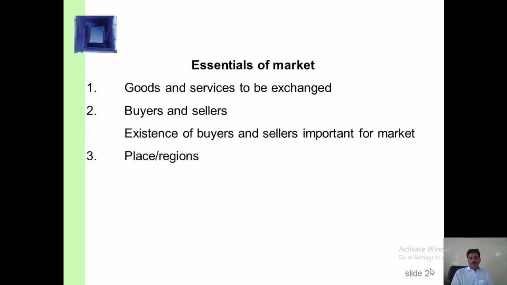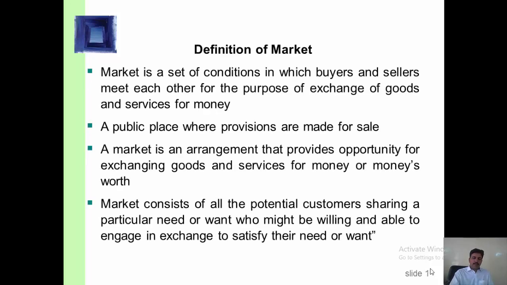As we discussed in the previous slide, dear students, three things are necessary for a market. Going back to the slide, here we discuss that market is a situation, a provision, a place where buyers and sellers meet each other for the purpose of exchange of goods and services for money.